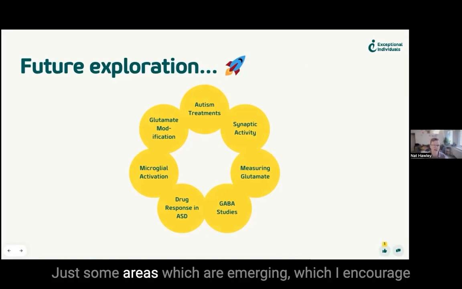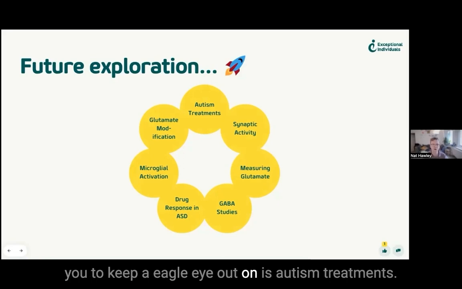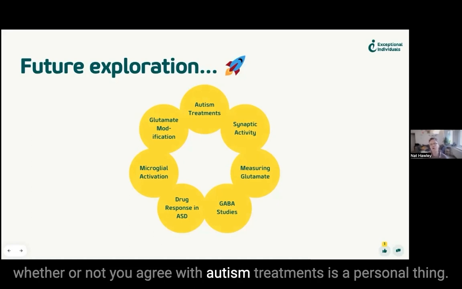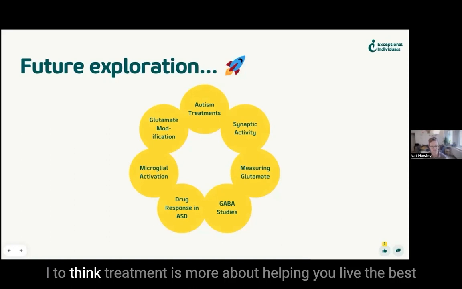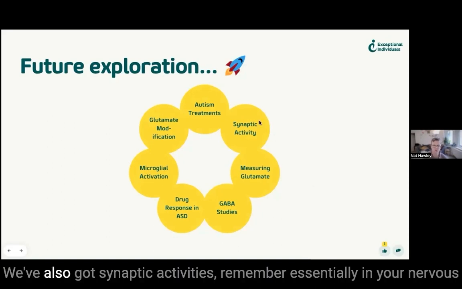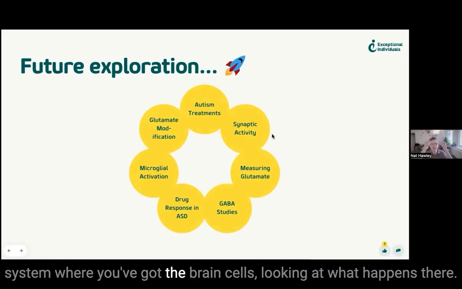Just some areas which are emerging, which I encourage you to keep an eagle eye out on, are autism treatments. Whether or not you agree with autism treatments is a personal thing. I think treatment is more about helping you live the best version of your life as possible in the world we have around us. We've also got synaptic activities. Remember, essentially in your nervous system, where you've got the brain cells, looking at what happens there.